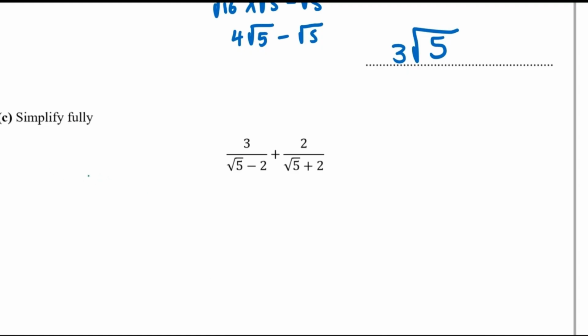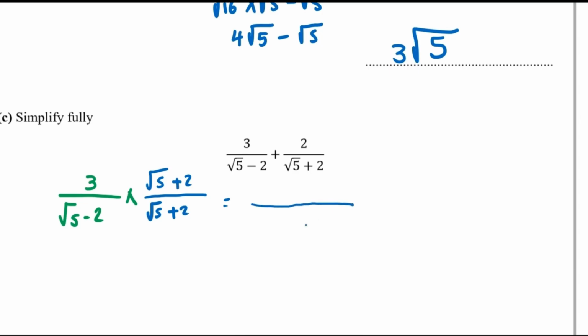So we say 3 square root 5, take away 2. We multiply this by its conjugate. What does conjugate mean here? We use the bottom of the fraction but with the opposite sign, so this one is negative here. So I'm going to multiply by square root 5 plus 2 and square root 5 plus 2, and then do normal multiplication: numerator times numerator and denominator times denominator.